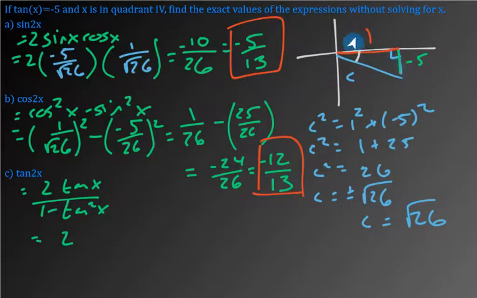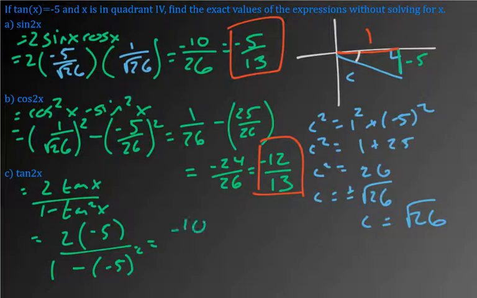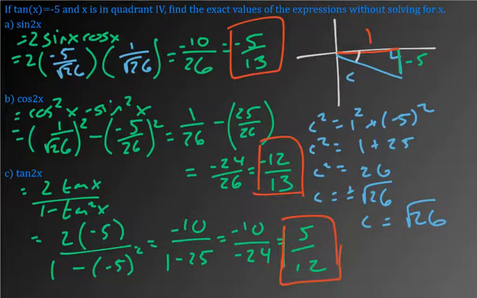Tangent is -5 over 1. I mean, it's also up here, it's just -5. I'm just plugging in everything I know and then simplifying. That's -10 over 1 minus 25, so -10 over -24, which is just 5 over 12. And there you go. Without ever even knowing the angle, we know the sine of 2x, cosine of 2x, and tangent of 2x.